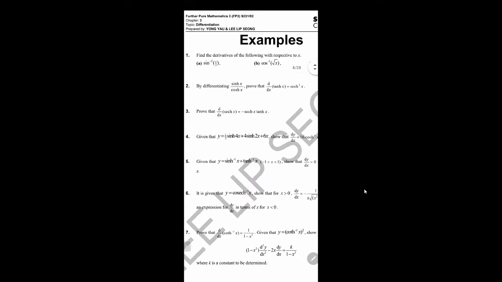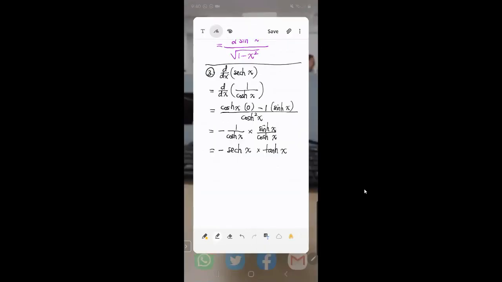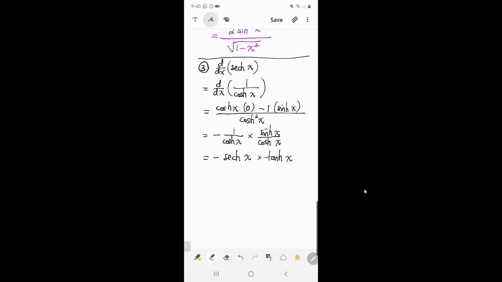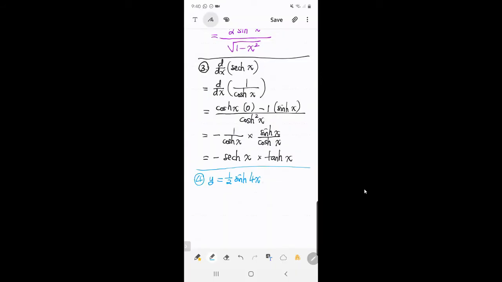No, sir. Okay, good. So if you have no problem, then we move on to question number 4. Number 4, you have y equals half sine 4x plus 4 sine 2x plus 6x.